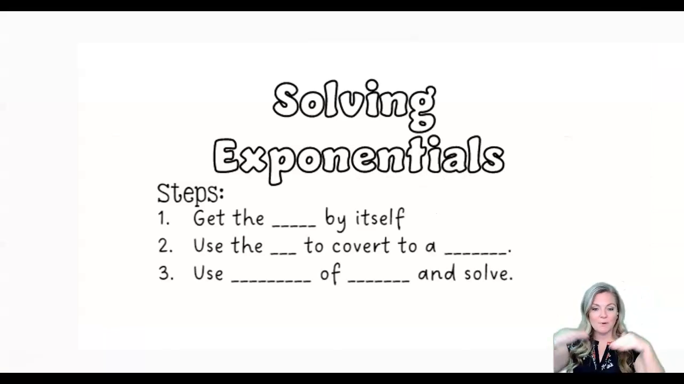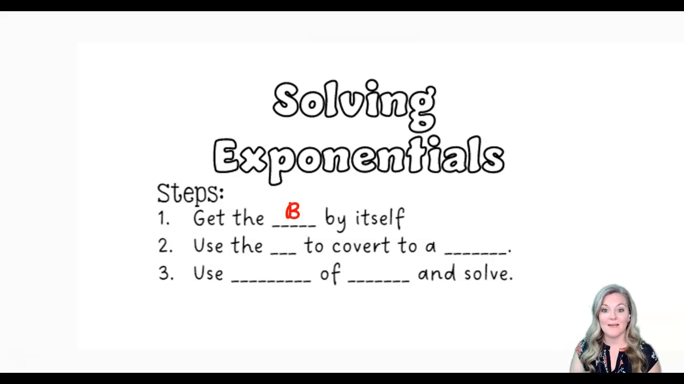So first part of this foldable, solving exponentials. We are first going to get the b by itself. So that means if we have an a, we need to get rid of it. If we have a k, we need to get rid of it. The h is kind of attached, so we can't get rid of the h. But we need to get the b, the part that is raised to the exponent. We need to get that part by itself.